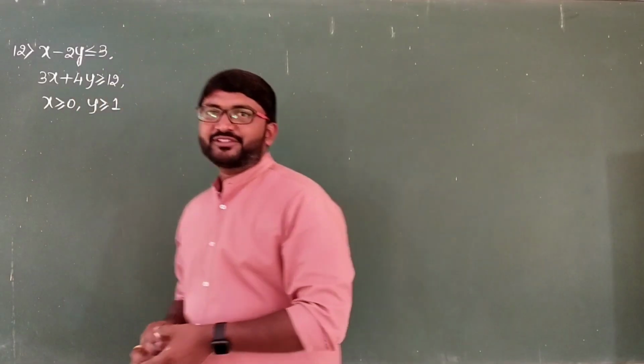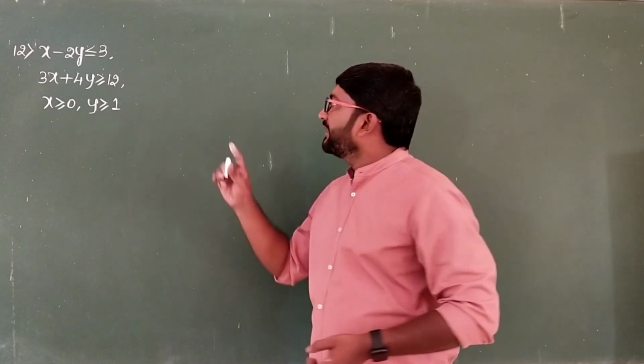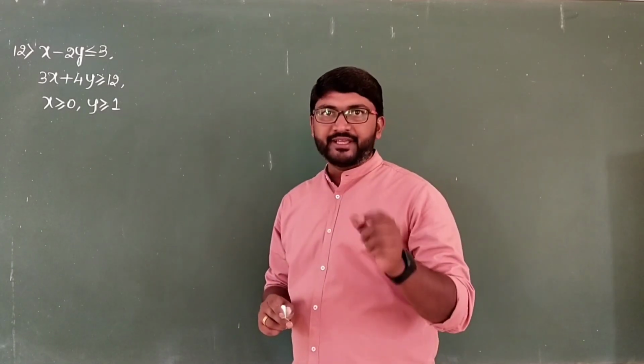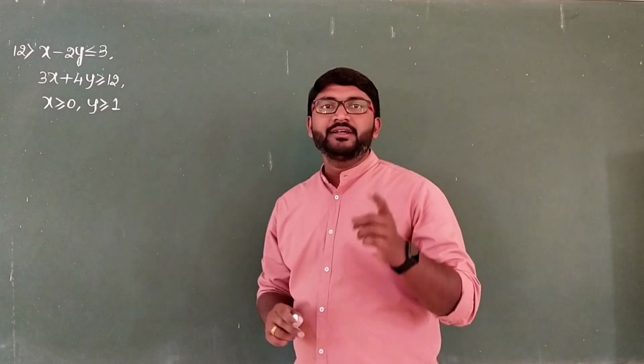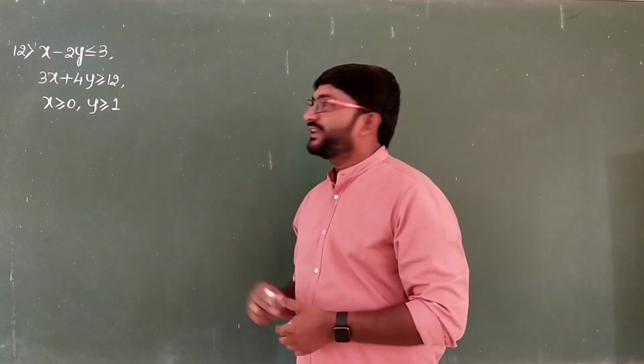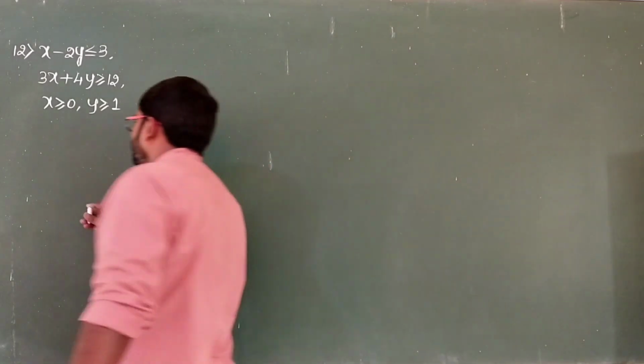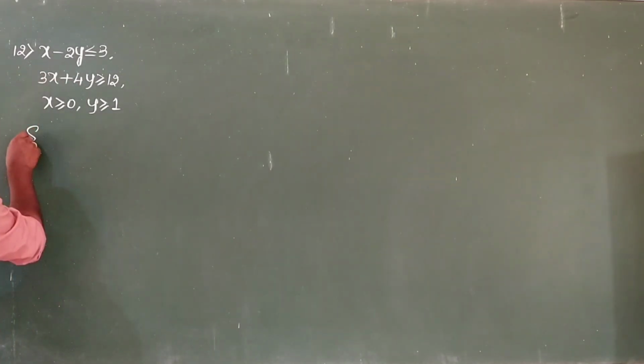The next question, it is question number 12. The given inequalities are x minus 2y less than or equal to 3, 3x plus 4y greater than or equal to 12, x greater than or equal to 0, and y greater than or equal to 1. So let us go ahead with the solution. Remove the inequality sign.